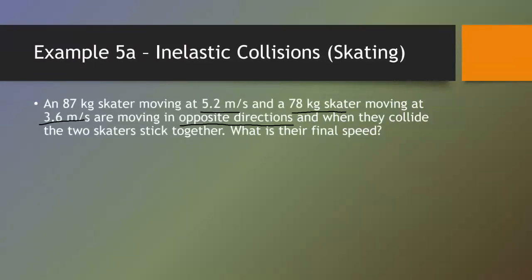Okay, this is the most important thing in this entire question. Because momentum is a vector, opposite directions means one is positive and one is negative. We can pick which one's which, but because they're opposite, one has to be in one direction and one has to be in the other direction. And so they're moving towards each other and they collide and they stick together. What's the final speed? To do that, we need to use momentum conservation.